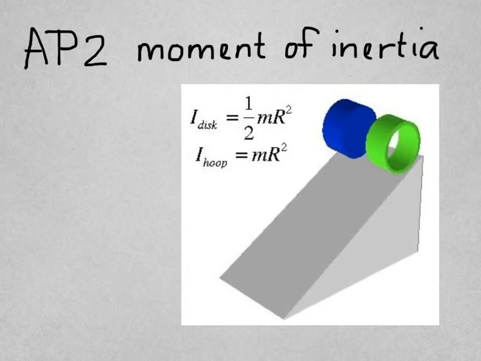Applied Physics 2, Moment of Inertia. We have a diagram as a starter here where we've got a hoop and a solid disc, both of the same mass at the top of a ramp. So the question is, which one would arrive at the bottom first if you let them both go? I'll leave you to have a think about that one.